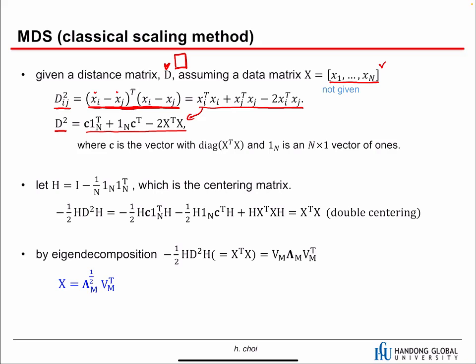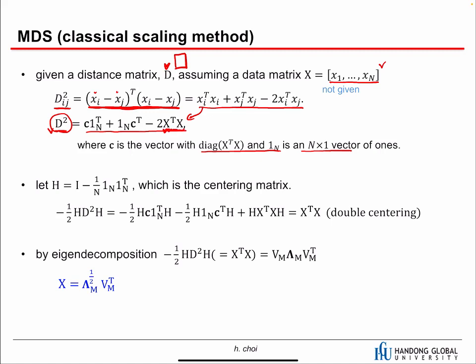And c is the vector with the diagonal elements, and 1n is just an n-dimensional vector whose elements are all ones. It's a simple vector. So we have d squared, and we have the inner product here. This is an important thing: we have a distance matrix and the inner product matrix. We're going to talk about this one later.